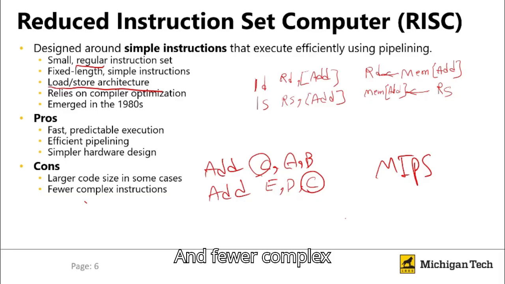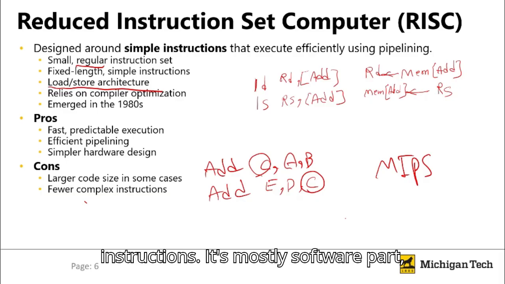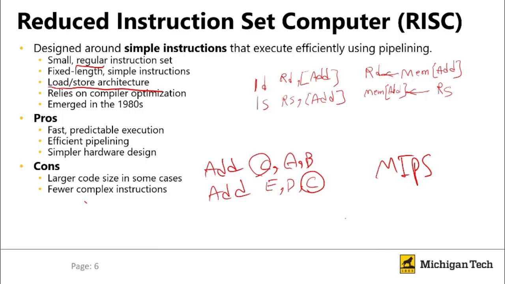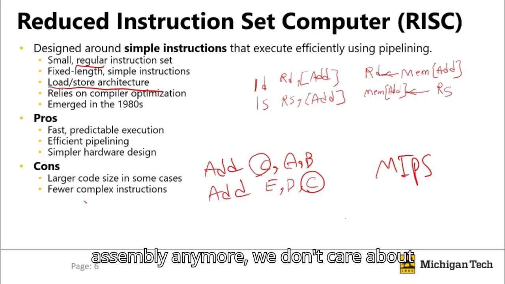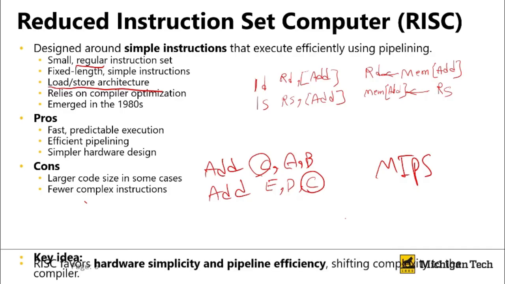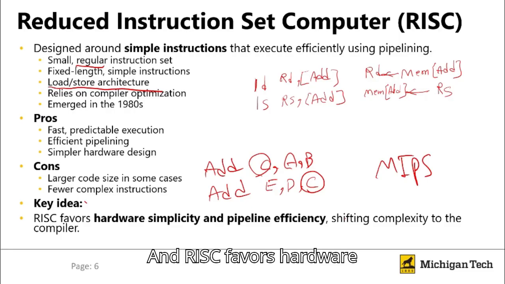And fewer complex instructions. It's mostly a software matter, but because we don't program assembly anymore, we don't care about that. That's a problem for the compiler, and the compiler is working very well. RISC favors hardware simplicity and pipeline efficiency compared to the complexity of instructions. Any questions about RISC and CISC? Okay.